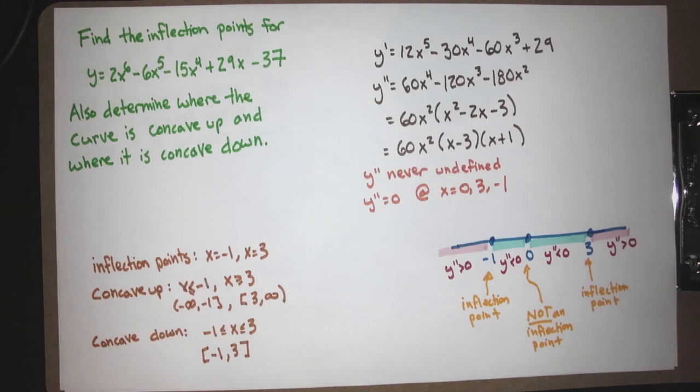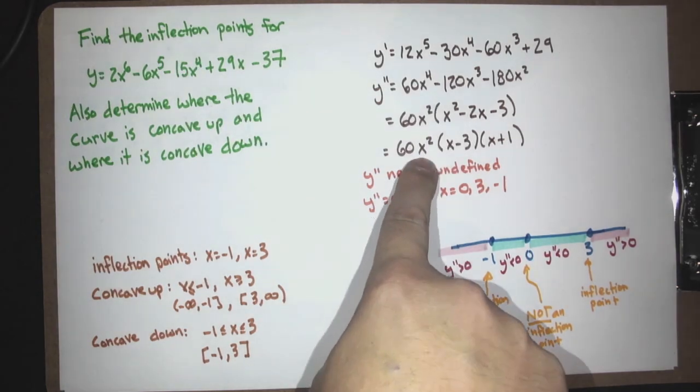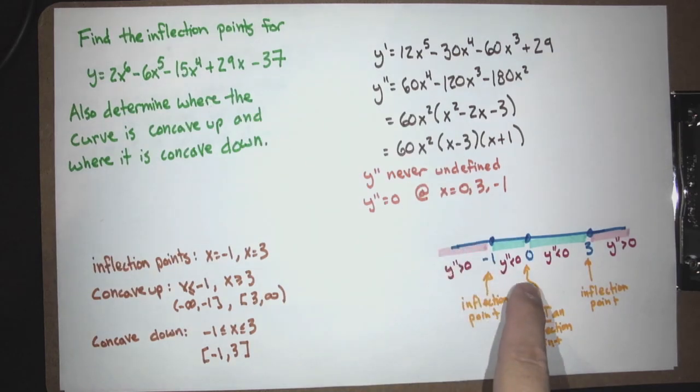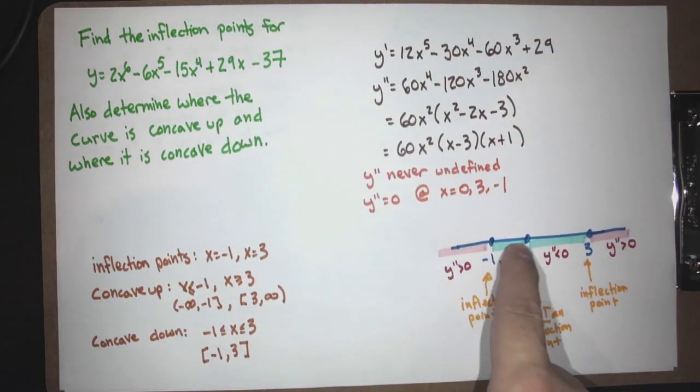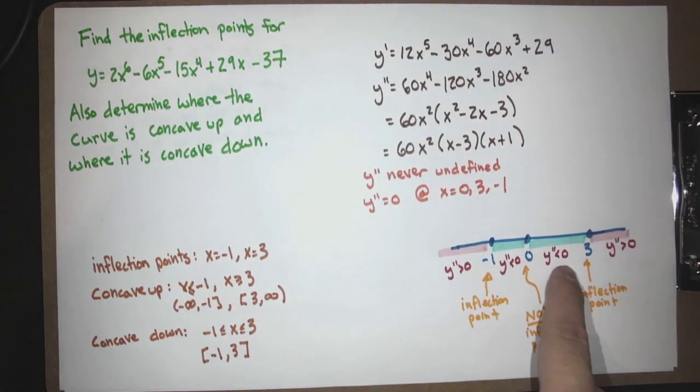Why? Well, we take the second derivative. Good news is it's really easy to take derivatives of polynomials. After you take the second derivative, factor it out. And there are 3 places, right? 0, -1, and +3. But notice how it's x squared. So you're not going to change sign. It's the same type of concavity on both sides of 0, so it's not an inflection point.